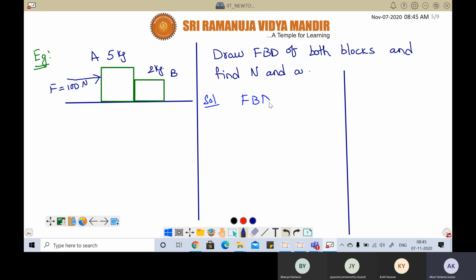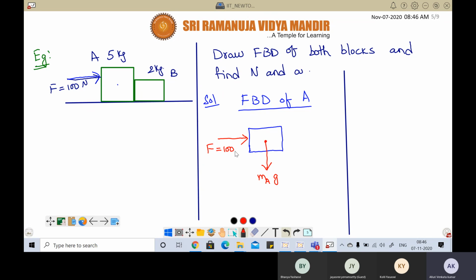Free body diagram of A. Now tell me, what are the forces acting on A? First force is gravitation force. Always we should write it. Gravitation force will always be acting vertically downwards from the center of the body. That is equal to the mass of block A into g, mg. Next force is the external force of 100 newtons, which they gave.